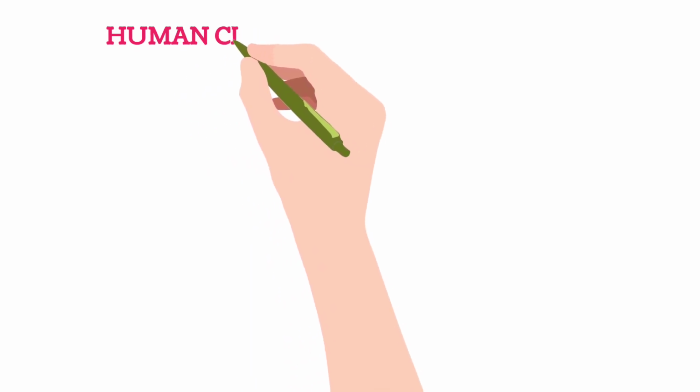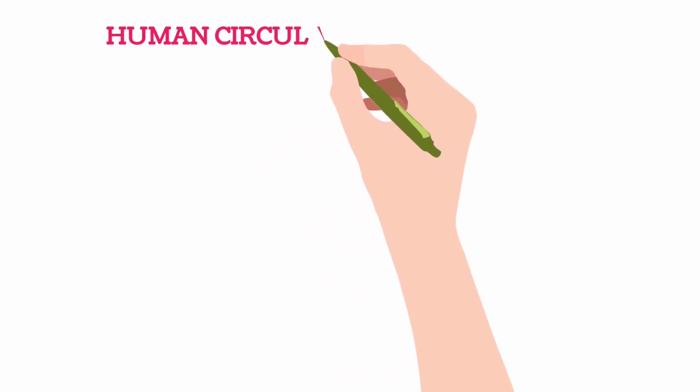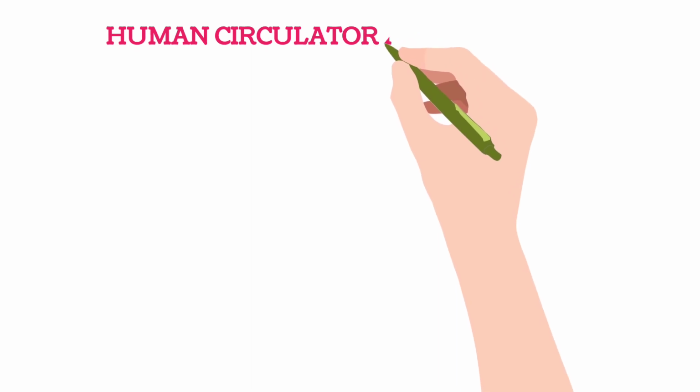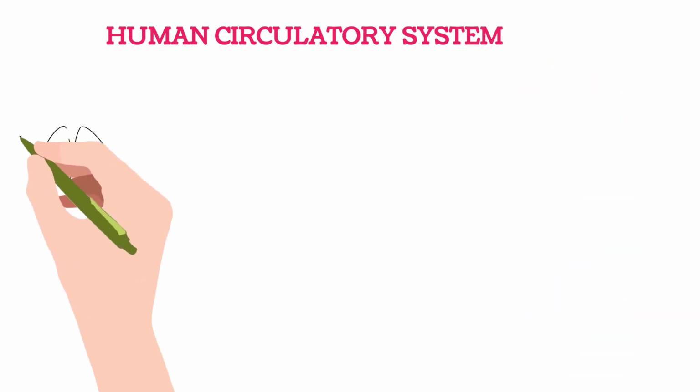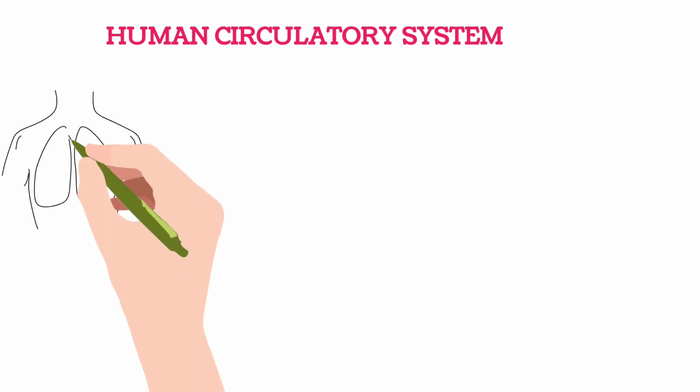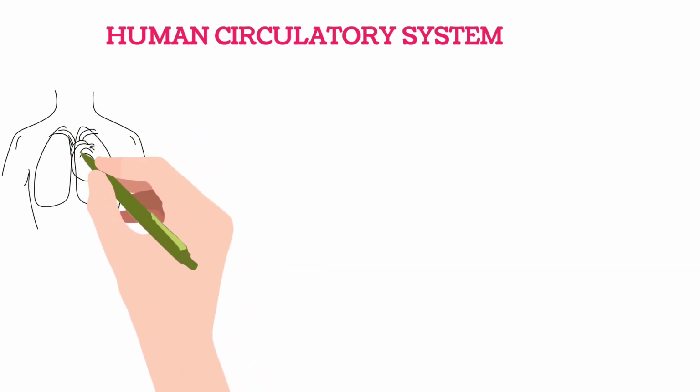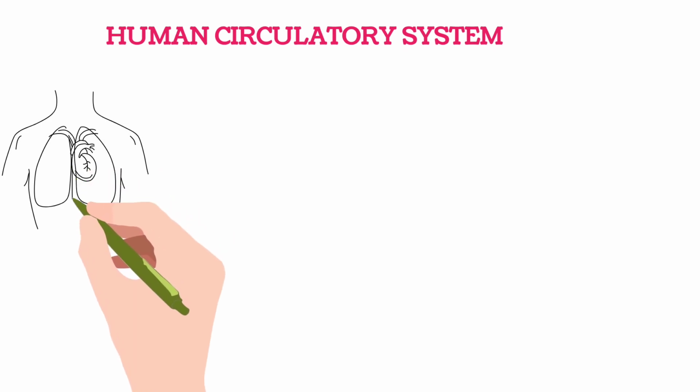Students, in this video we will discuss the human circulatory system. The human circulatory system is the main and conceptual topic of class 11th, and we will discuss it in an easy and simple way.